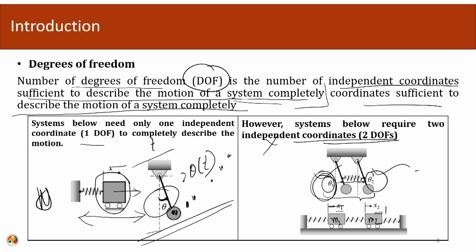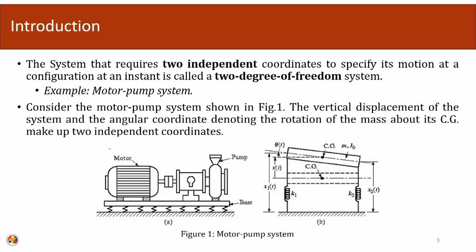So, we move ahead. The system that requires two independent coordinates to specify its motion at a given configuration at an instant is called a 2 degree of freedom system.